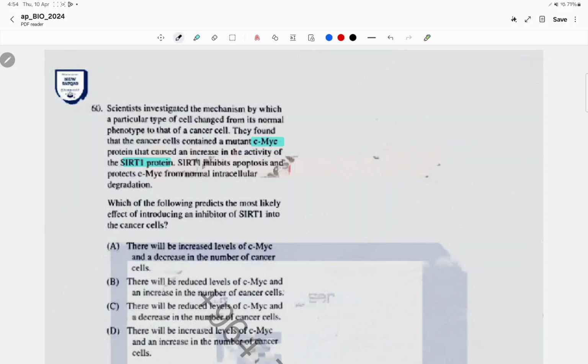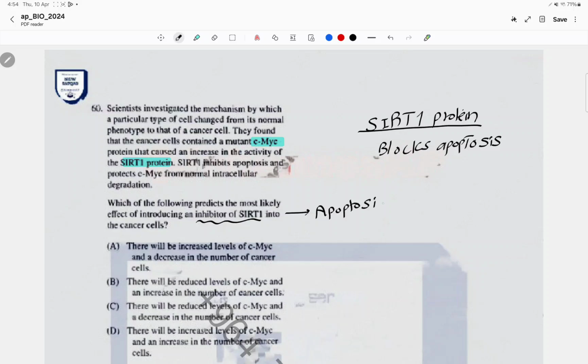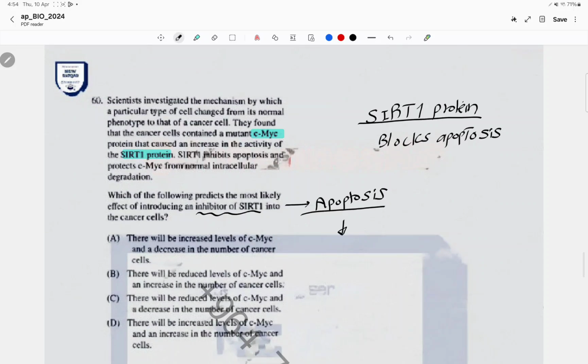So the SIRT1 protein blocks apoptosis, right? Which of the following predicts the most likely effect of introducing an inhibitor of SIRT1? So if you inhibit SIRT1, you will get apoptosis, correct? Would you agree? And that means you will have cell death. So it's not D. And it's not B.